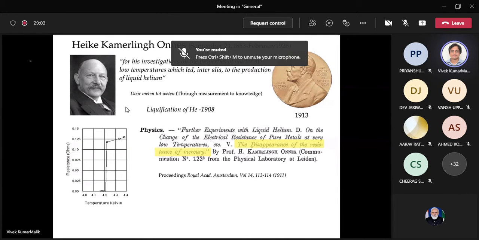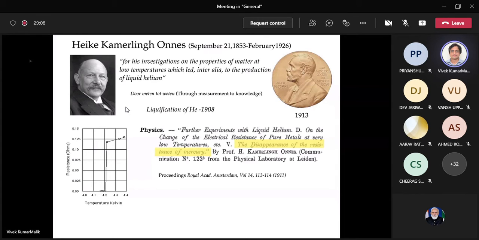But the problem was posed by van der Waals, from whom we know the van der Waals forces and so on. The problem was whether helium could really be liquefied or not. He was the first one who liquefied helium. That means he had the availability of low temperature in his lab.